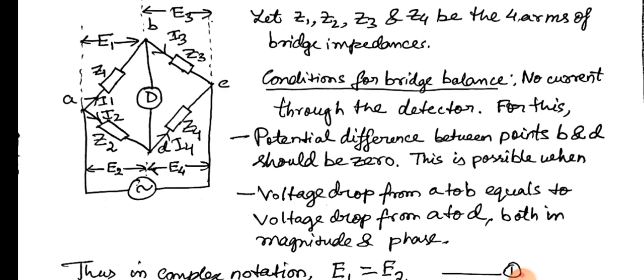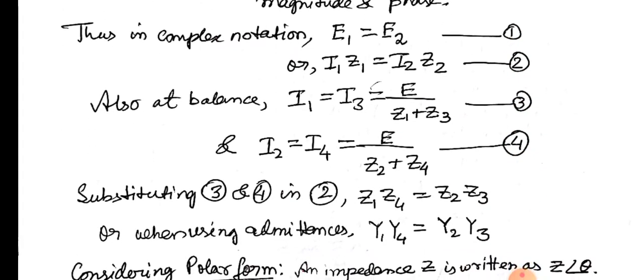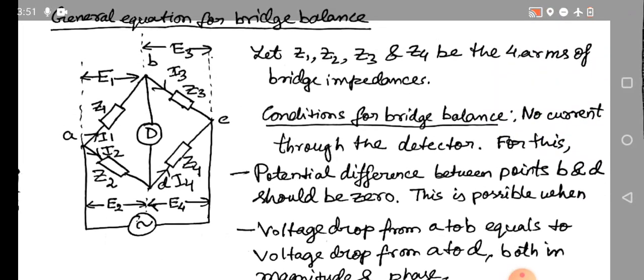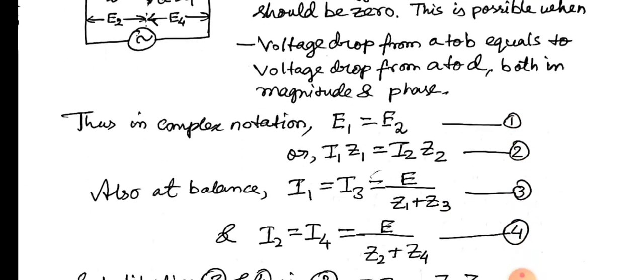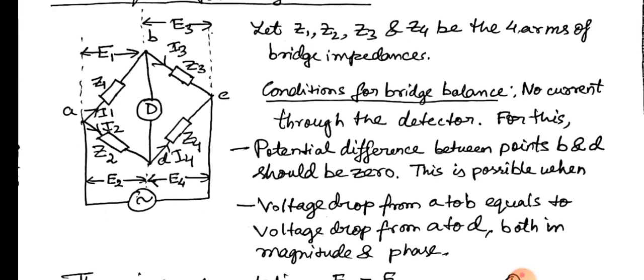So that is why we can write that I1 should be equal to I3, because that should be flowing through Z3. So I1 equals I3, that is equal to E divided by Z1 plus Z3 according to the voltage ratio. Okay, we can write that current as this, and I2 equals I4, which should be E divided by Z2 plus Z4. See the figure, you can understand.